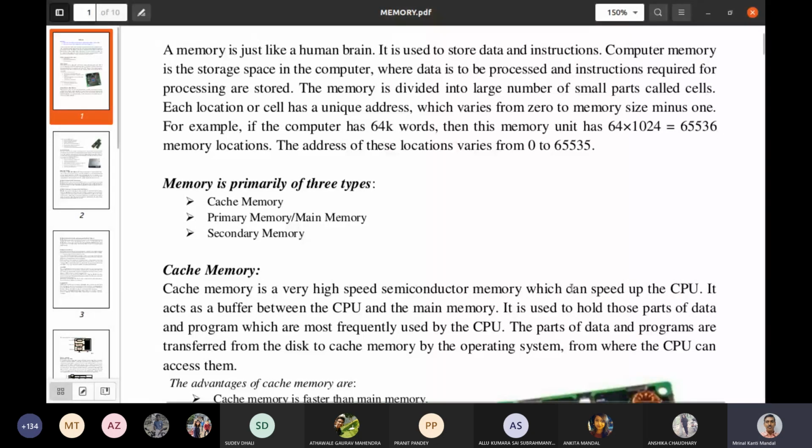Yes, cache memory, and it is very high speed memory. It interacts with the CPU. Basically, the things which are frequently used in CPU can be stored in cache memory. Primarily, the CPU will interact with the cache memory, and it has some advantages and disadvantages. I have already pointed out here.